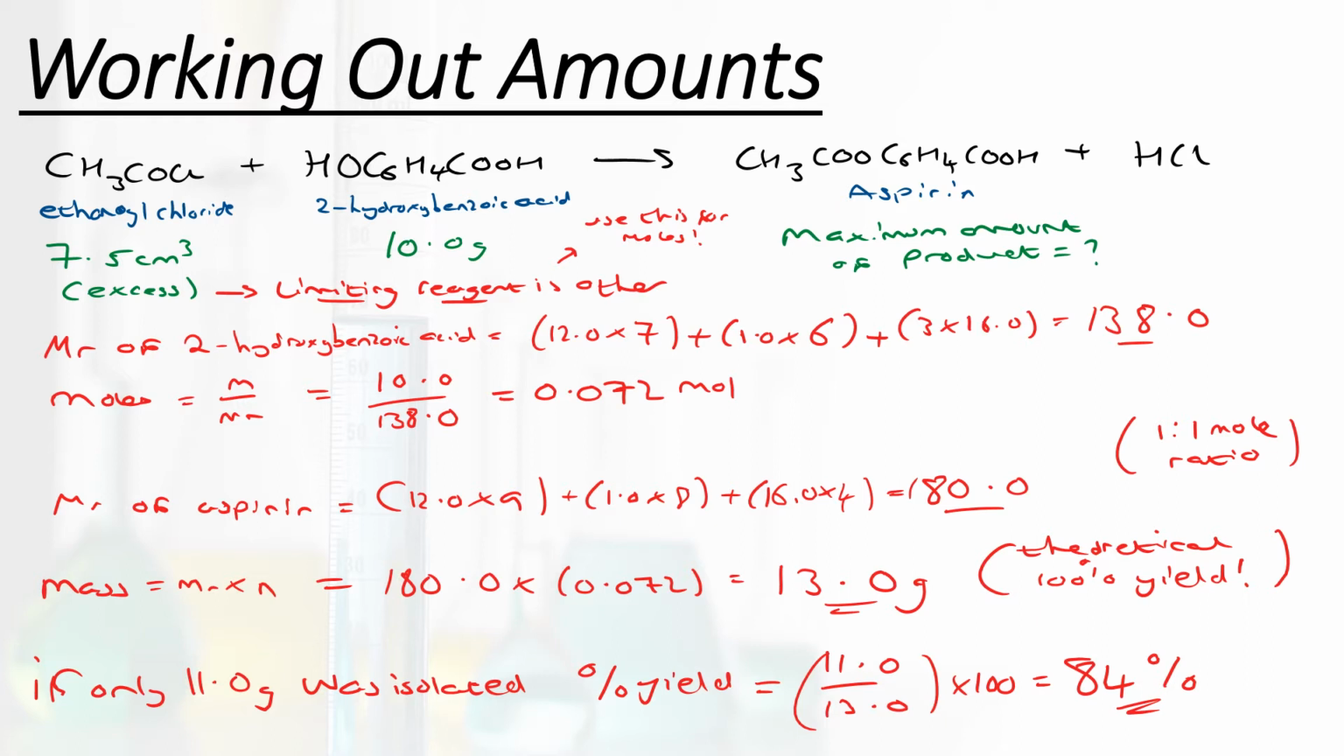An example might look something like this. We have our equation, and the question might say that we've added 7.5 cm cubed of ethanoyl chloride to 10 grams of 2-hydroxybenzoic acid. What is the maximum amount of product that we could form? This reaction is actually the reaction to form aspirin. We take ethanoyl chloride, react it with 2-hydroxybenzoic acid, and this forms aspirin and HCl.